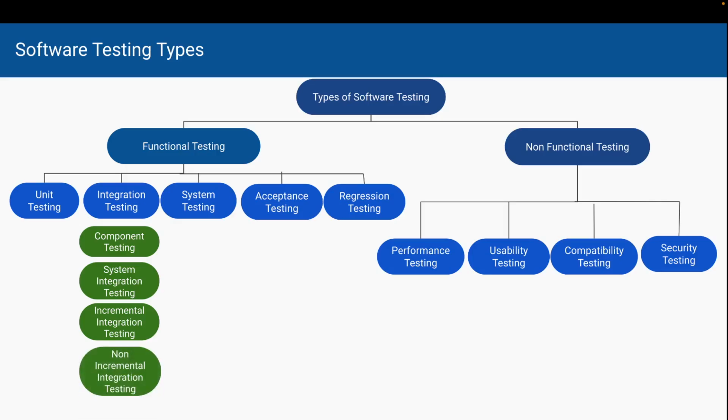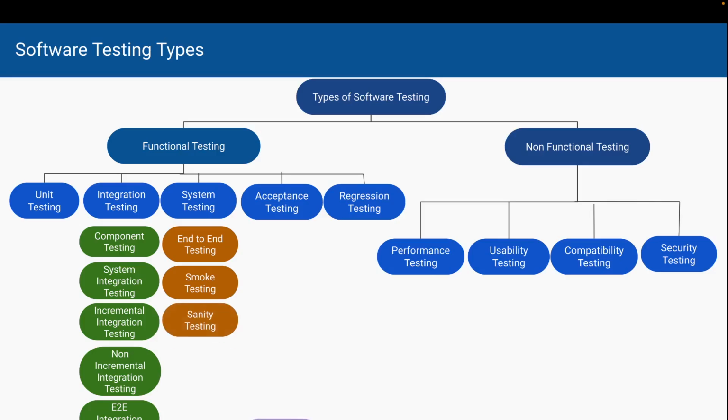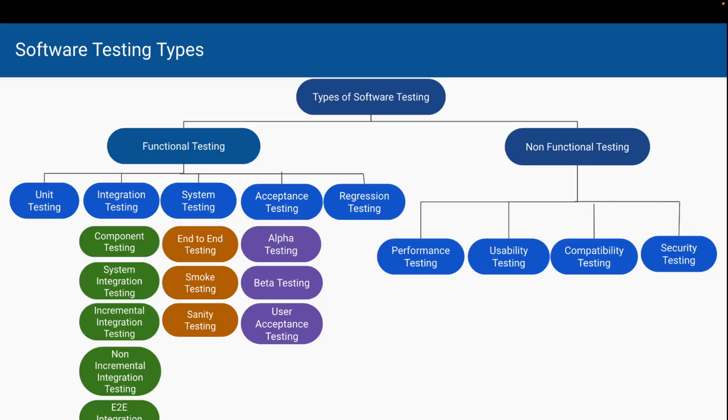In this diagram, you can see there are two types of software testing: functional testing and non-functional testing. Non-functional testing is divided into performance testing, usability testing, compatibility testing, and security testing. And functional testing is divided into unit testing, integration testing, system testing, acceptance testing, and regression testing. Regression testing can sometimes also be categorized under maintenance testing.